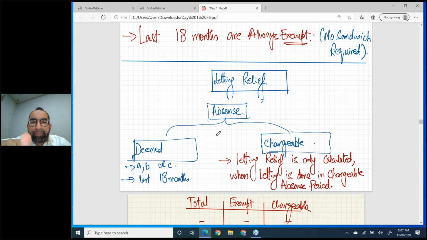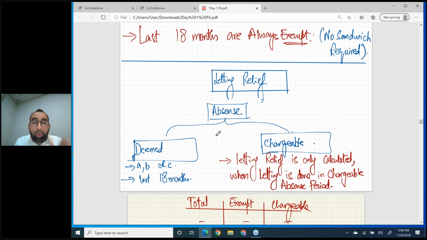Letting relief. Now the first thing: sir, how can we claim letting relief? What is the identification that with PPR relief we have to calculate letting relief as well? Listen, don't forget absence. There are two types of absence. One is deemed absence period. Deemed absence means ABC and last 18 months. And the second one is chargeable absence period, which are not exempt months.